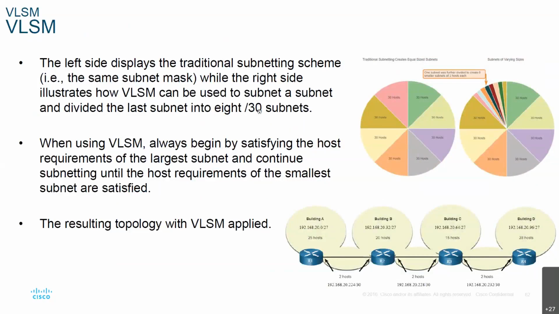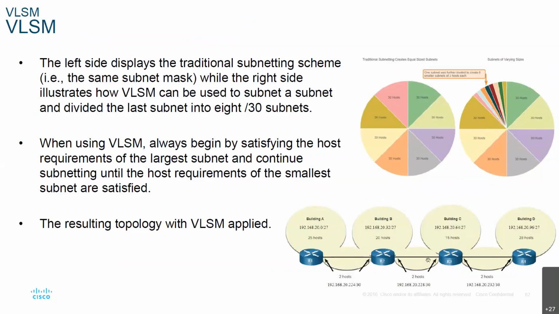Because when you say /30, that means 30 bits for the network, 2 for the host. 2 to the power of 2 minus 2 is equal to 2 devices. There, device 1, device 2. Device 1, device 2. Here, we can have 30 devices, 30 devices, 30 devices, 30 devices.